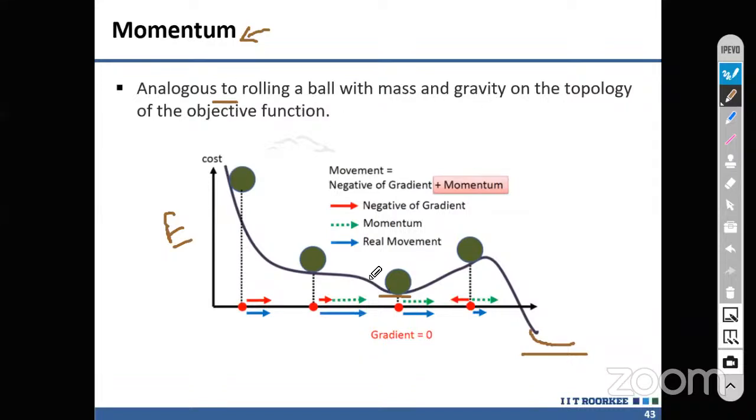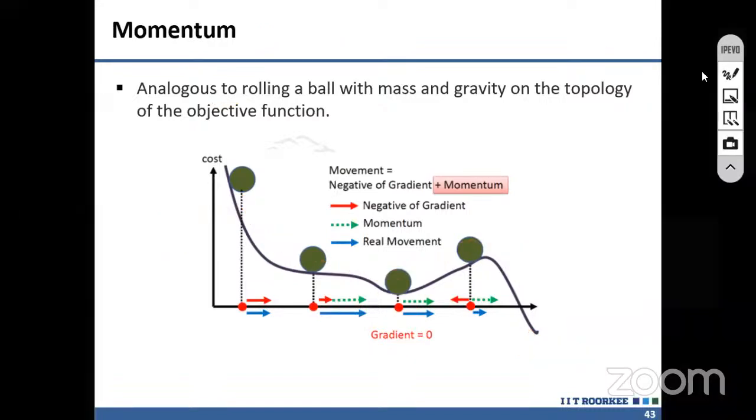If you consider this a surface with a ball rolling on it, even if the ball is stuck here, because of the momentum it will move. As it is going down, it will cross this local minimum and go to the next. This is the advantage of momentum: if there are local minima, it will not get stuck.